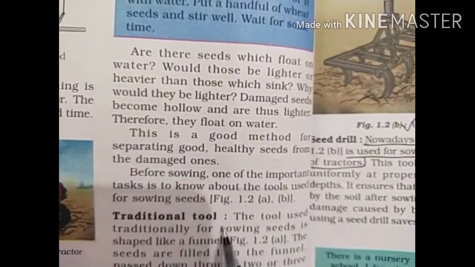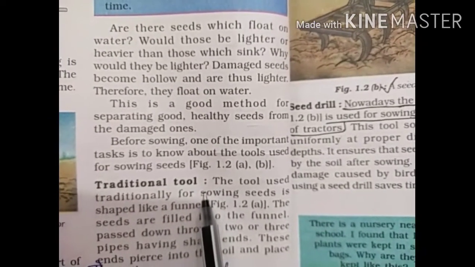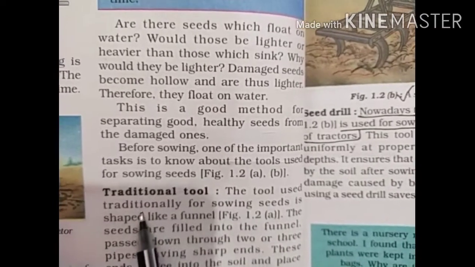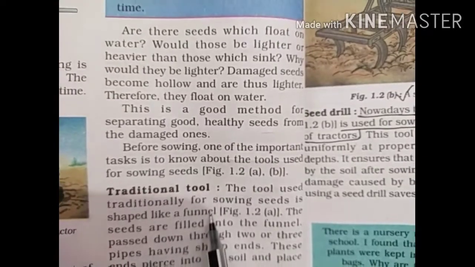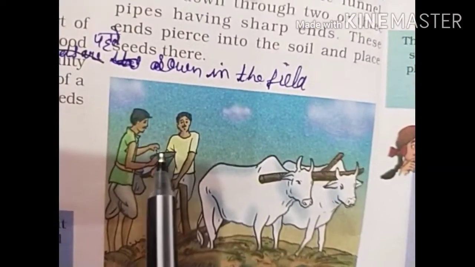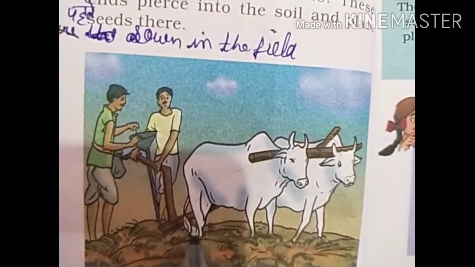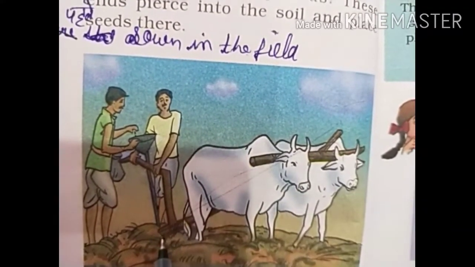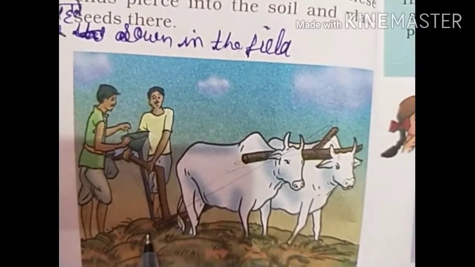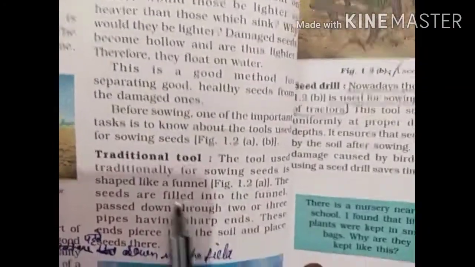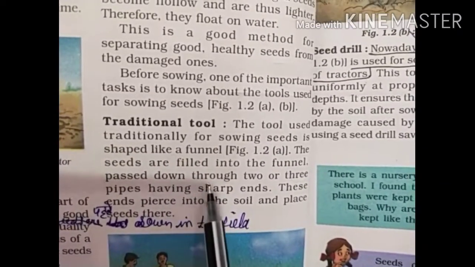Now, traditional tools. There are certain traditional tools which are still used by the farmers. The tool used traditionally for sowing seeds is shaped like a funnel. See the structure here, the funnel-like structure tool is there. Again we need a pair of bulls, the same type of beam and the plow.